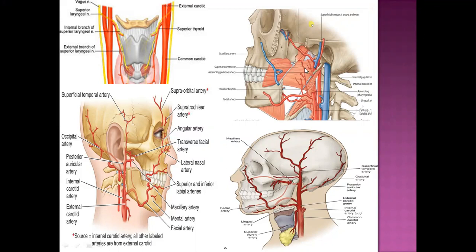Supplies the soft palate. It supplies the tensor veli palatini. It supplies the Eustachian tube. So this actually goes over the superior constrictor, and this is the ascending pharyngeal. This is the ascending pharyngeal medial branch, which is over the superior constrictor, and this supplies the pharyngeal wall. So these three arteries have a relation with the superior constrictor.